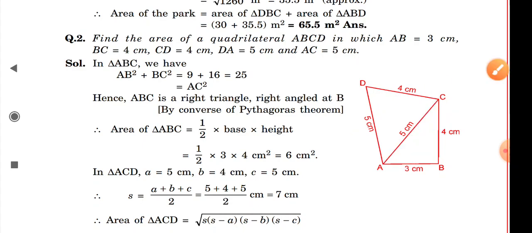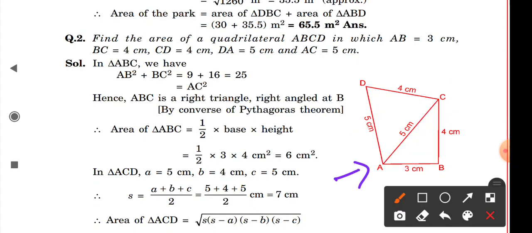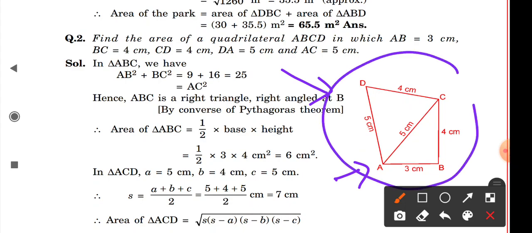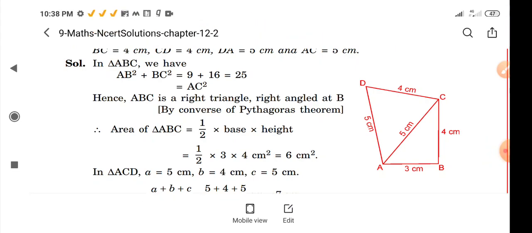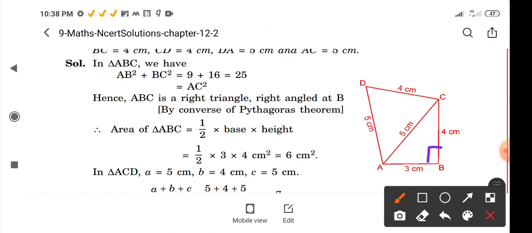Now, for that, first you have to make the figure. If you do not make the figure, you can get a little bit confused. If you make the figure, you can easily figure out how to solve the question. In the solution, first they found the value of angle B, because they found the base square and perpendicular square, which comes to the hypotenuse square. Then they say that it is a right angle triangle, and then they apply half base into height.